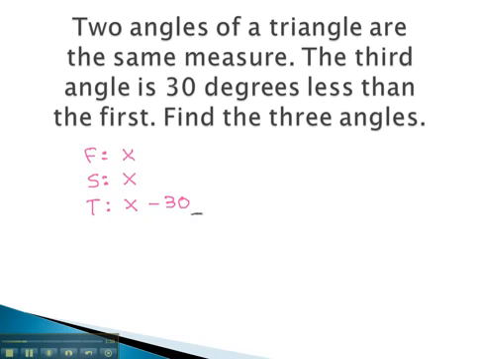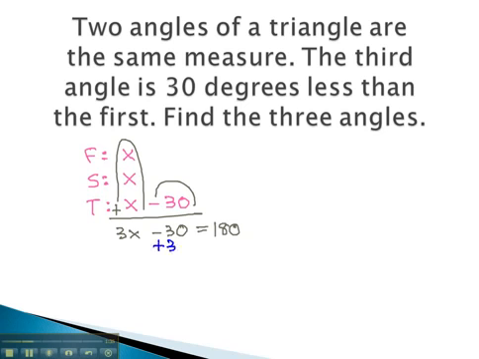We recall that if we were to add the angles together, their sum will always equal 180 degrees. Combining our like terms, which are already lined up, will give us 3x minus 30 equals 180. We now have a simple equation we can solve to find our x. Adding 30 to both sides gives us 3x equals 210. Finally, dividing both sides by 3 will give us x equals 70.